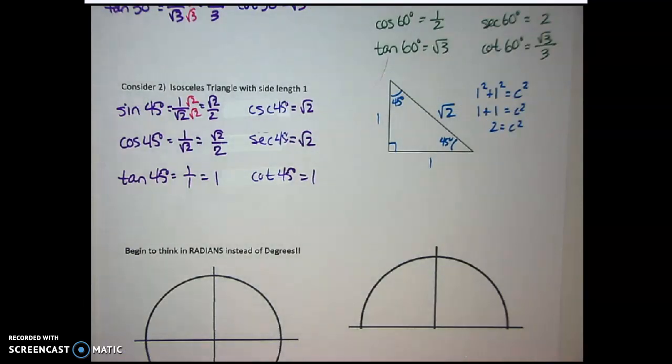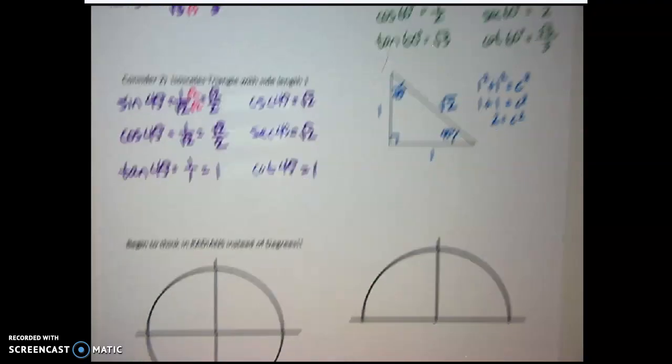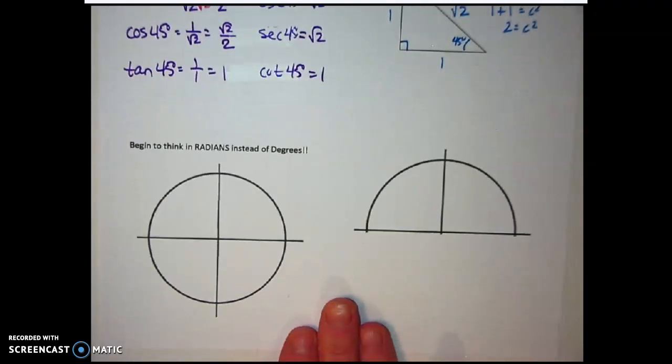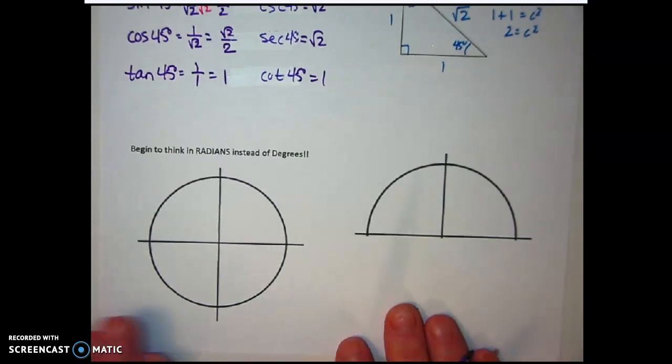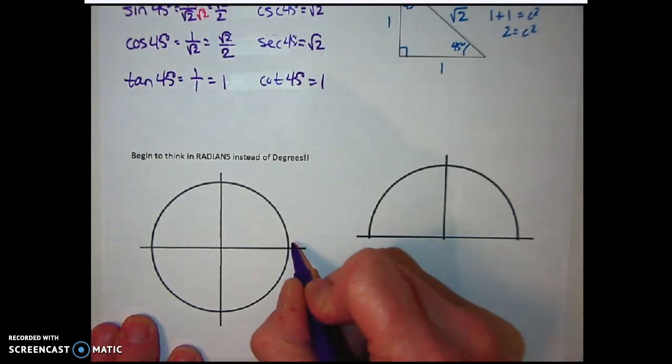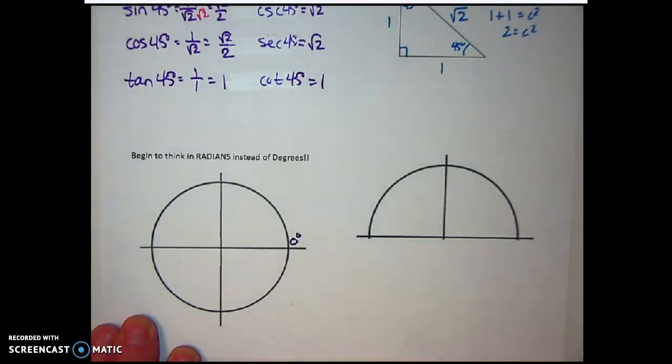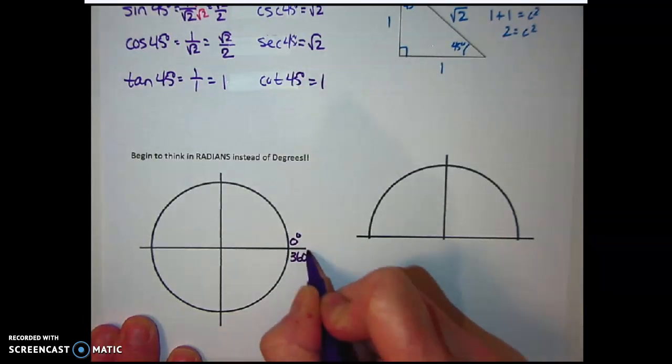Now, a lot of what we're going to be doing in trig is in terms of radians instead of degrees. So I'd like you to start thinking in terms of radians instead of degrees. So we'll compare them both right now. So we start with 0 degrees, and all the way around is 360 degrees.